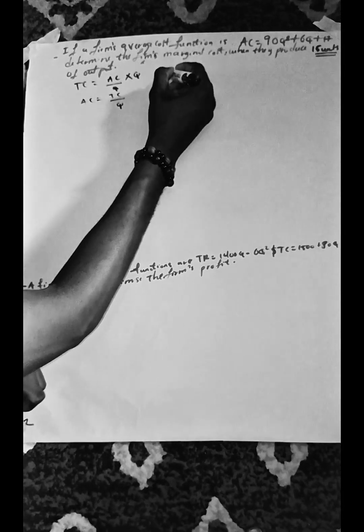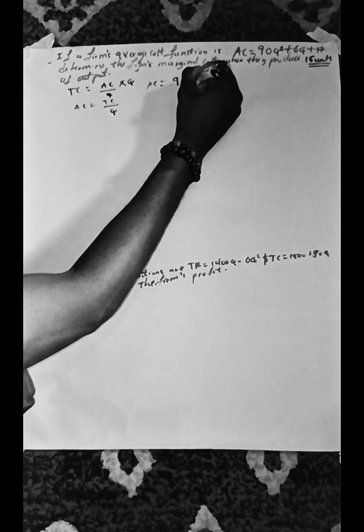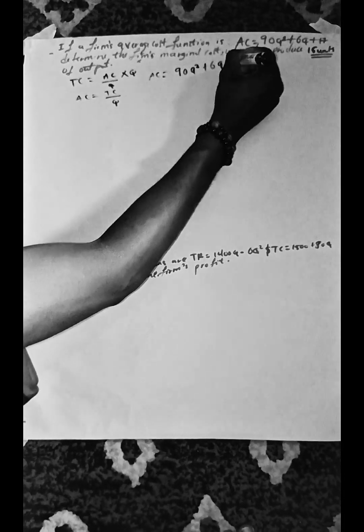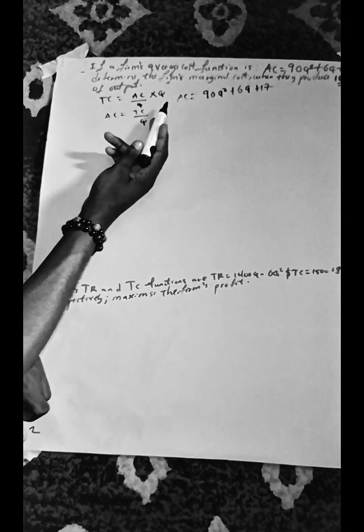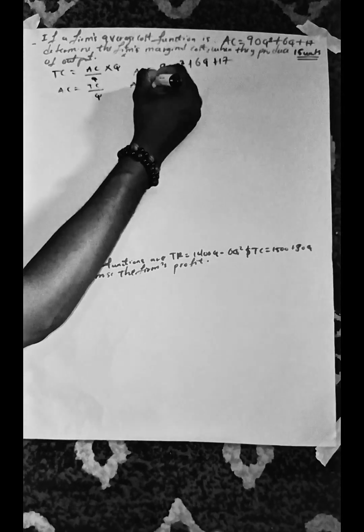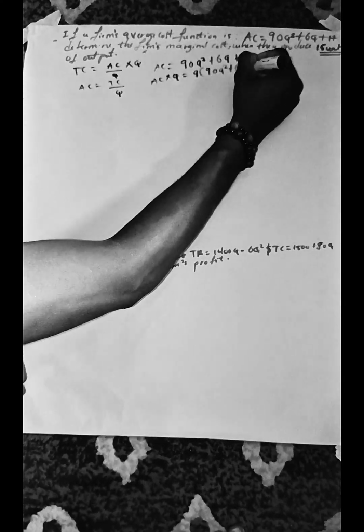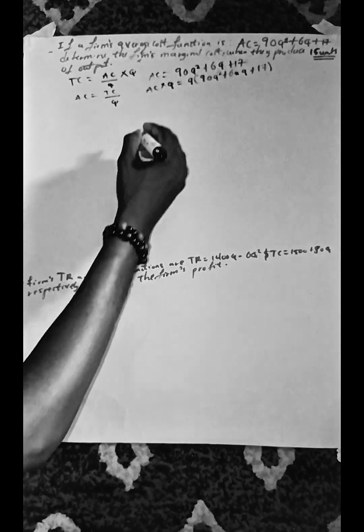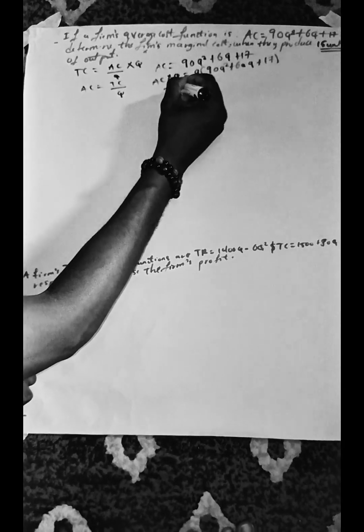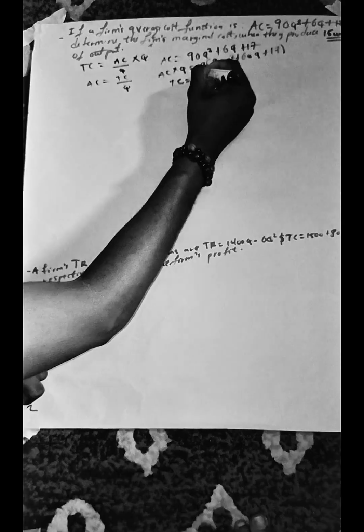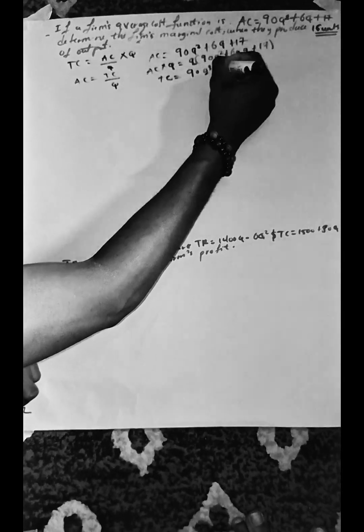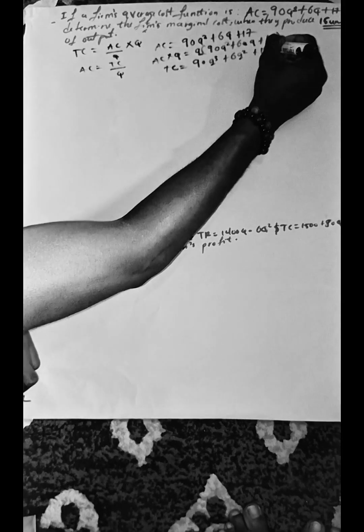Since our average cost function is equal to 90q squared plus 6q plus 17, how do we get our total cost? Remember, we said total cost is equal to average cost times quantity. So we just multiply both sides by quantity, or q. So it's just going to be AC times q is equal to q, open bracket, 90q squared plus 6q plus 17. So AC times q is just going to give us our TC. Then you expand q into everything. You have 90q cubed plus 6q squared plus 17q.